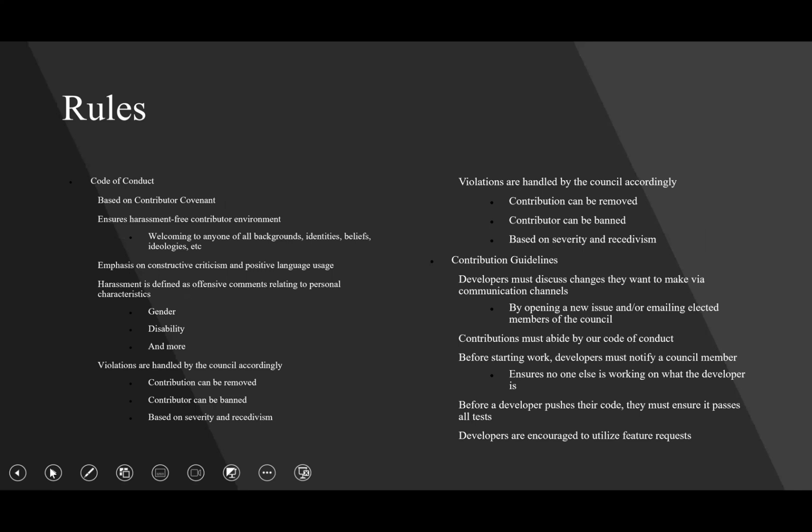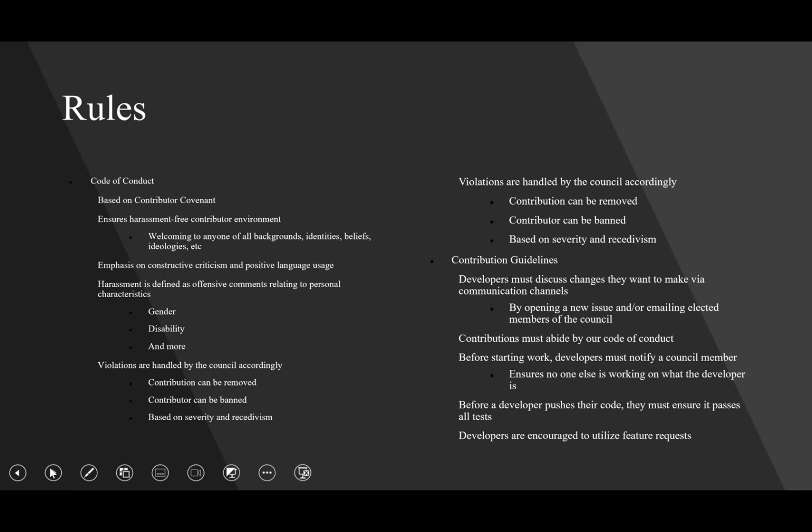Coming to the rules of our proposal, our council enforces a code of conduct based on the contributor covenant to ensure a welcoming and harassment-free environment for all contributors, promoting respect, inclusivity, and constructive behavior.